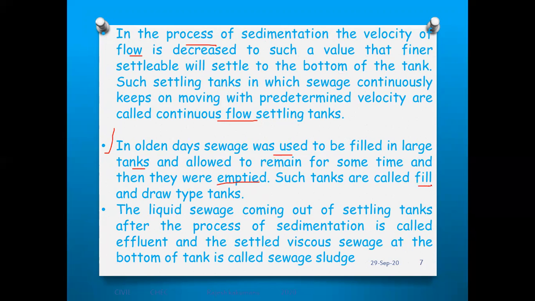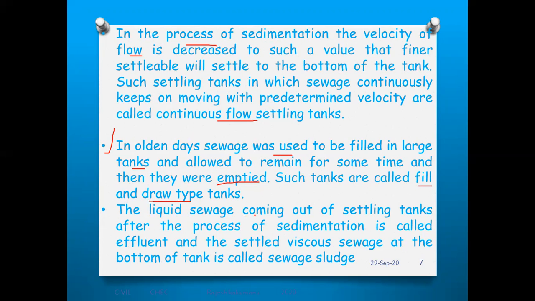In olden days, we did not have all these setups, so there were different sorts of treatment processes. They are collecting all the sewage water and dumping it in big tanks and allowing it to stand for some time. Later it will dry. This type of tank is nothing but a fill and draw type tank.